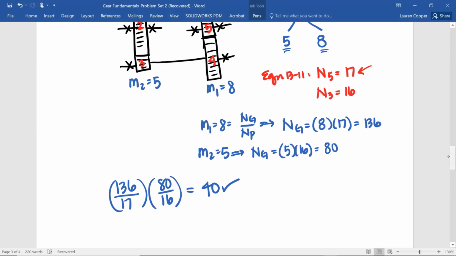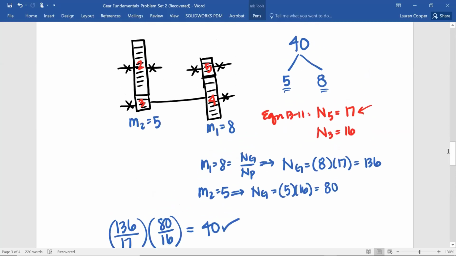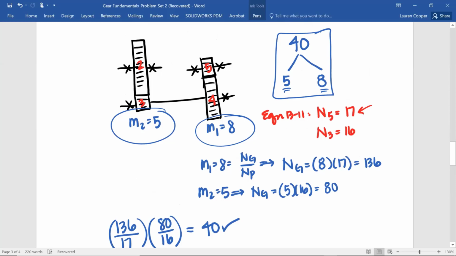So let's recap a little bit. We had to achieve this overall train value of 40. We can't achieve it in one stage, so we had to split it up into 2 stages. And we had to achieve it exactly. So the product of M2 and M1 had to be 40 exactly. So to do that, we split 40 into 2 integers. They have to be close in size to each other, so we minimize the gearbox size.